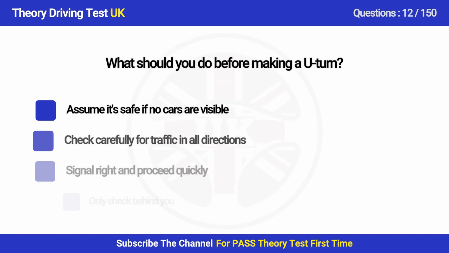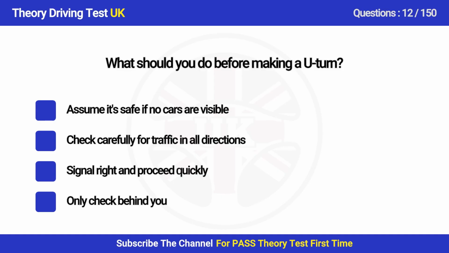Question 12. What should you do before making a U-turn? A. Assume it's safe if no cars are visible. B. Check carefully for traffic in all directions. C. Signal right and proceed quickly. D. Only check behind you.